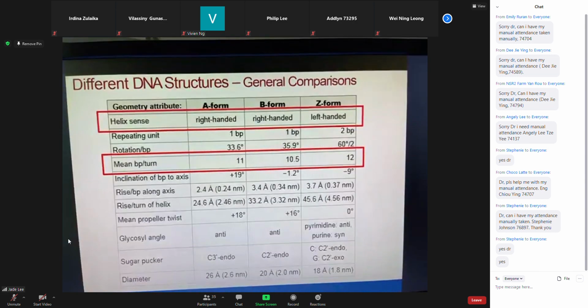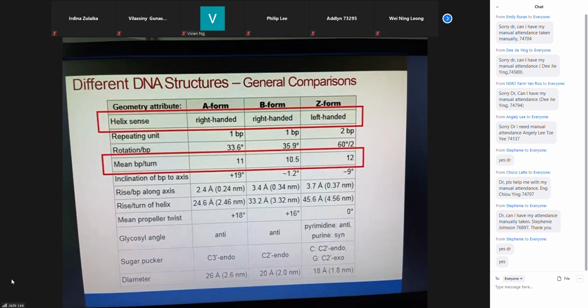So this is the comparison of the three different forms of DNA that you can see. You don't have to memorize this. This is just to show you the different features of the different forms of DNA structures.